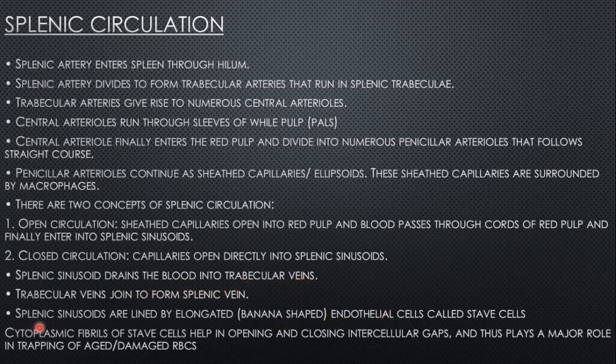Now, splenic sinusoids are lined by elongated or banana-shaped endothelial cells known as stave cells. If you look at the stave cells under the electron microscope, you will see cytoplasmic fibrils, which help in the opening and closing of the intercellular gaps, hence play a major role in the trapping of aged or damaged red blood cells. So when the damaged red blood cells want to pass through that intercellular space, it will close and they will be trapped. Then the macrophages will come and phagocytose them.